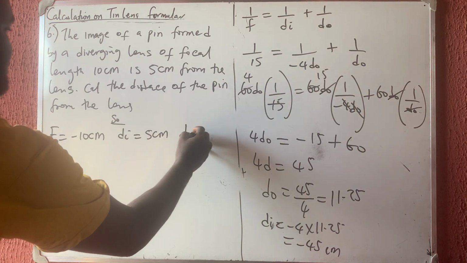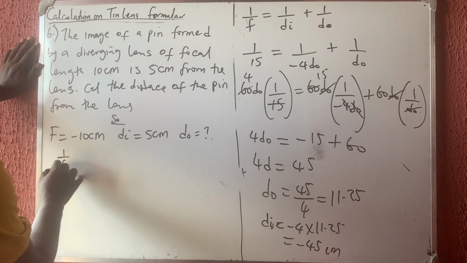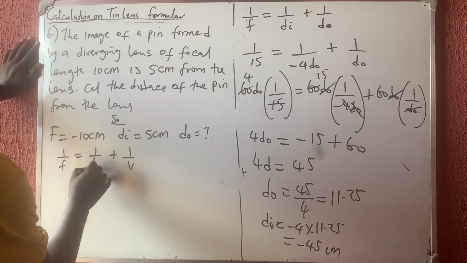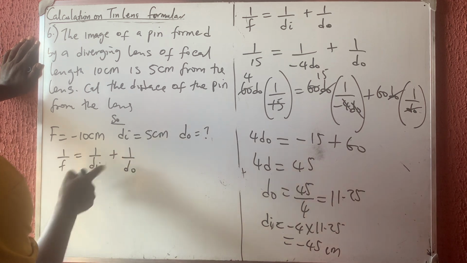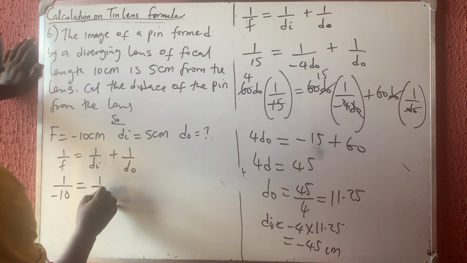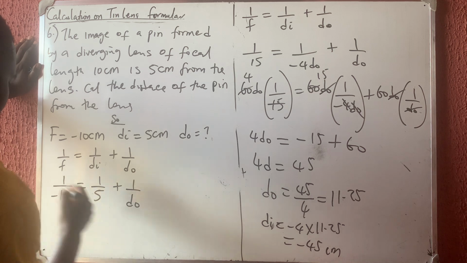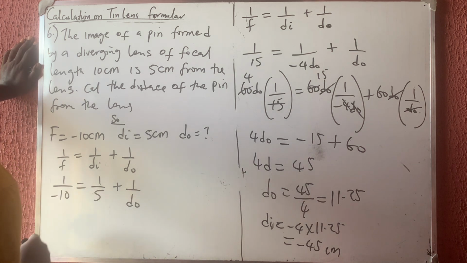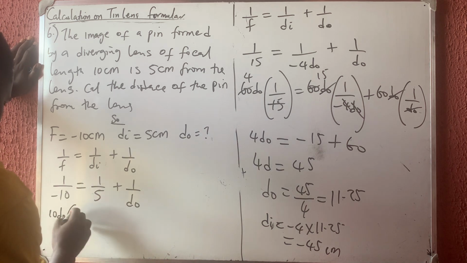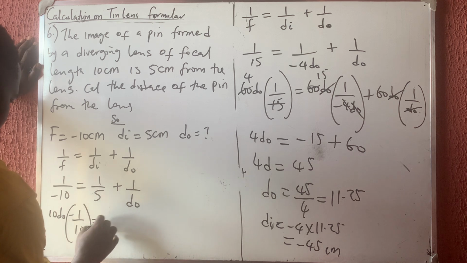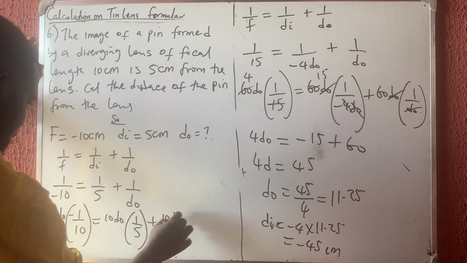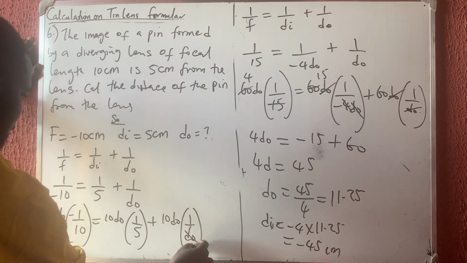We should calculate the distance of the object. So the distance of the object is unknown. So I know that 1 over f is equal to 1 over u plus 1 over v, or 1 over di plus 1 over do. So 1 over minus 10 is equal to 1 over 5 plus 1 over do. So therefore, multiply everybody by 10 do. So 10 do into minus 1 over 10 is equal to 10 do into 1 over 5 plus 10 do into 1 over do.